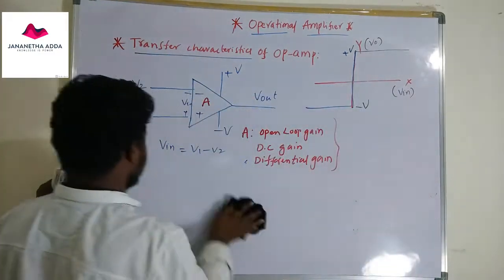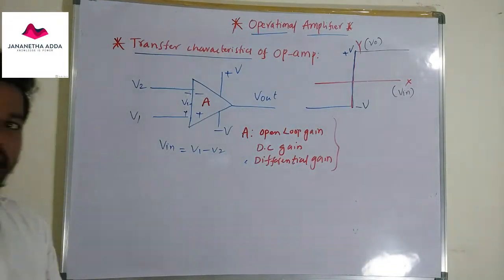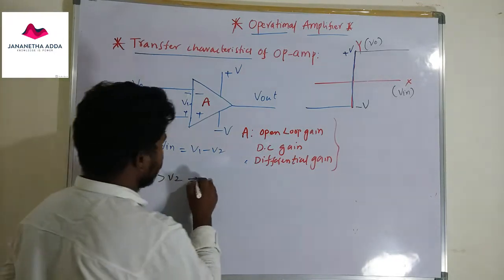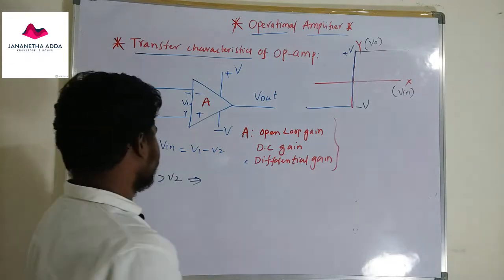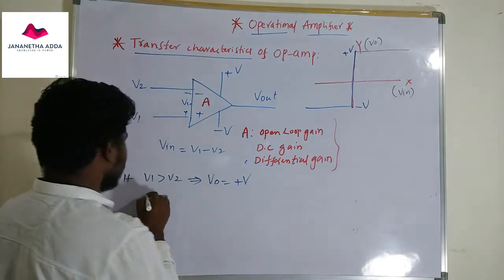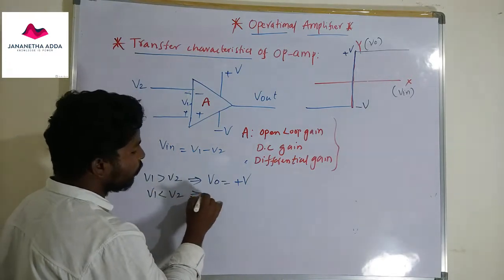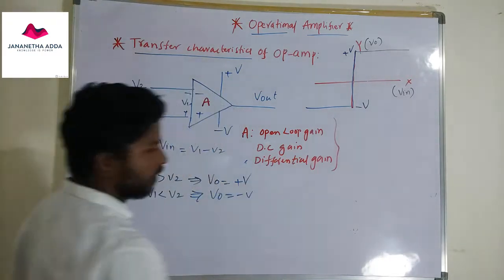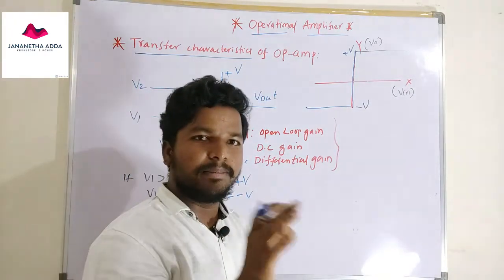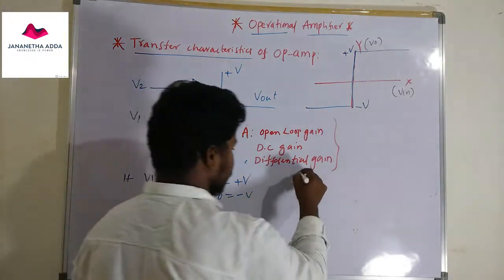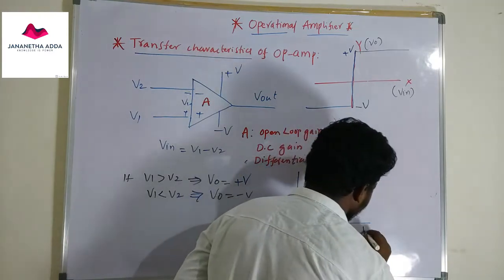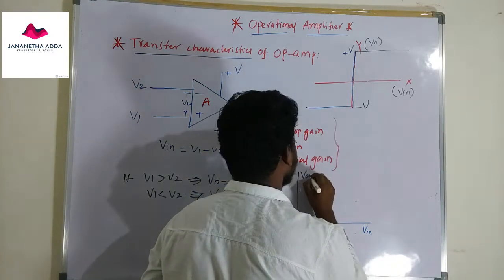If I go for a practical case, if V1 is greater than V2, the output will be a positive voltage. If V1 is less than V2, we get a negative power supply. So this operational amplifier will act as a comparator for some time duration. I will also draw the transfer characteristics of a practical operational amplifier. It is V in on one axis and V out on the other.